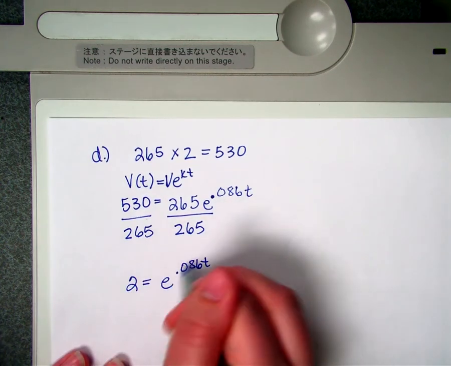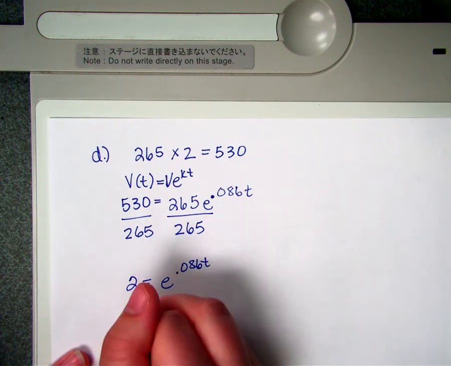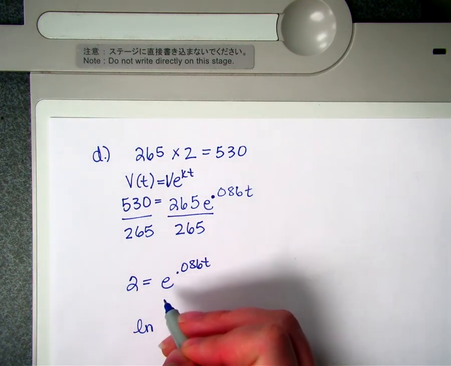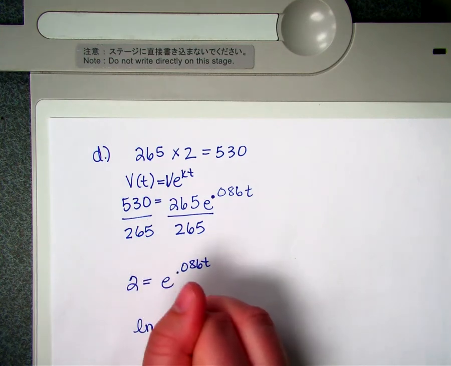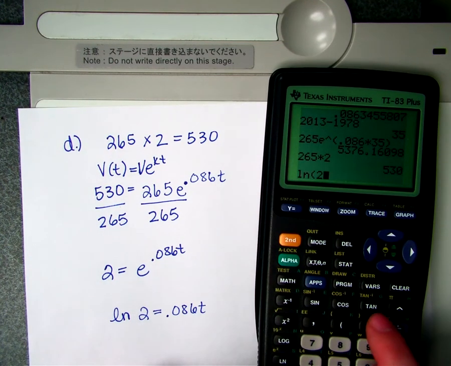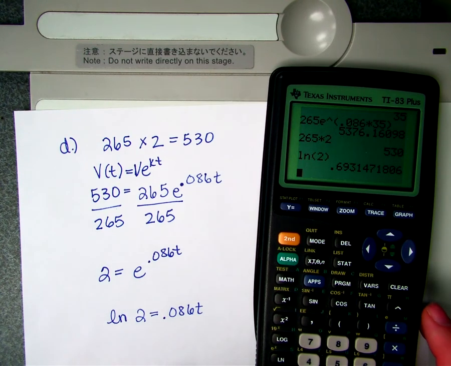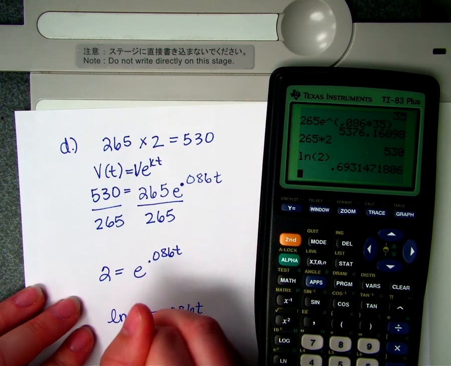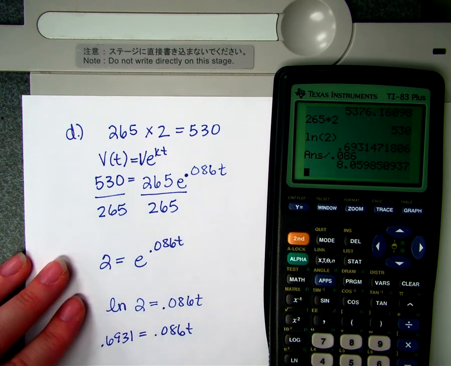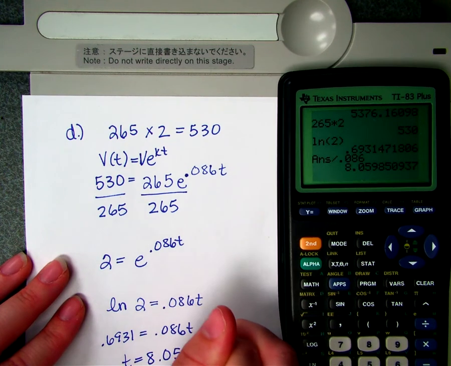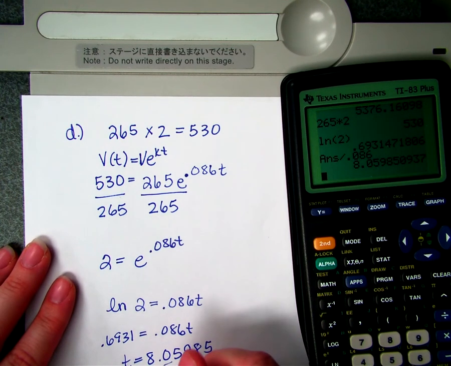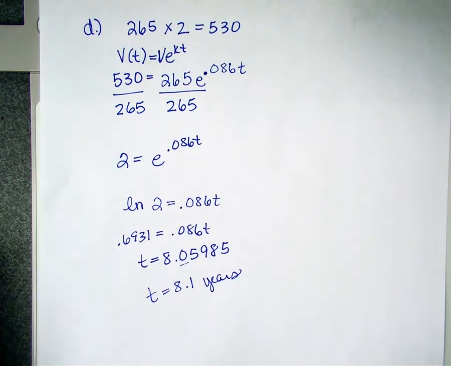Again, this is an exponential function where I have an unknown in the exponent. So to take my unknown out of the exponent, I'm going to use a natural log because this is a base e exponential. So natural log of the thing over here on the left, which is a 2, equals 0.086t. In your calculator, you're going to do natural log 2, enter. So that's the number over here on the left, 0.6931 equals 0.086t, and divide both sides by 0.086, and you get t equals 8.05985. Your question asks you to round to the nearest tenth of a year, so one decimal place. T is equal to 8.1 years.